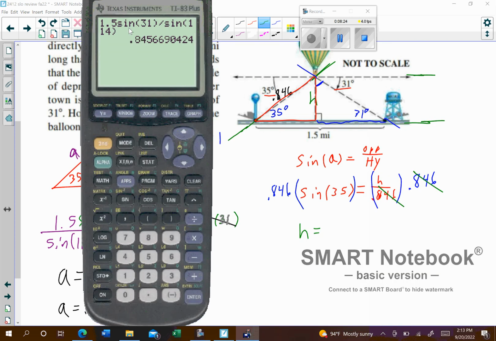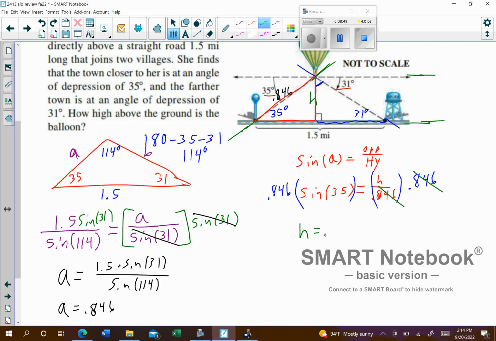So let's see. I can actually take that perfect answer right there if I want to. I can round it if I want, but I've got the perfect value right there, 0.845669, and so on. So anyways, I'm just going to go ahead and say multiply my answer by sine of 35. And so I get about, we'll go 3 decimal places, 0.485, and then that's going to be miles. So that's how high up the balloon is right there.